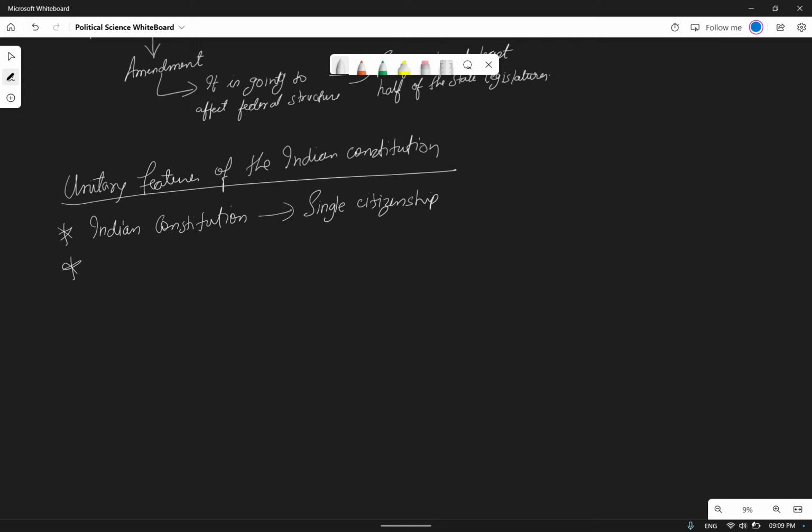But no, India. When we want to reflect that India has a union feature, in that case we'll show that India has a single citizenship, even though it has multiple states. The most important subjects are under the union list, which means they are allocated to the center, the central government.